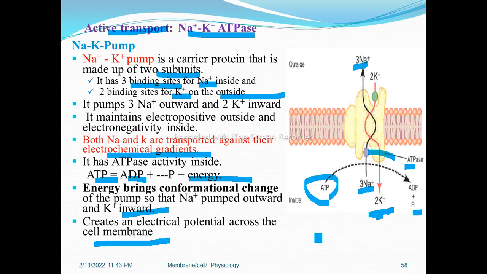ATP energy formation occurs in the intracellular fluid, on the inner side of the cell membrane, and this leads to the direction of sodium and potassium movement. So this is an important part of sodium-potassium ATPase. It is primary active transport.